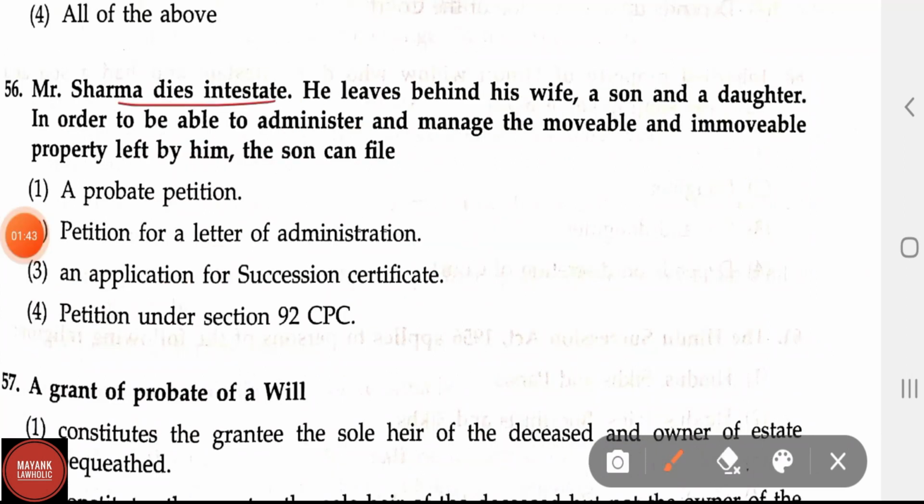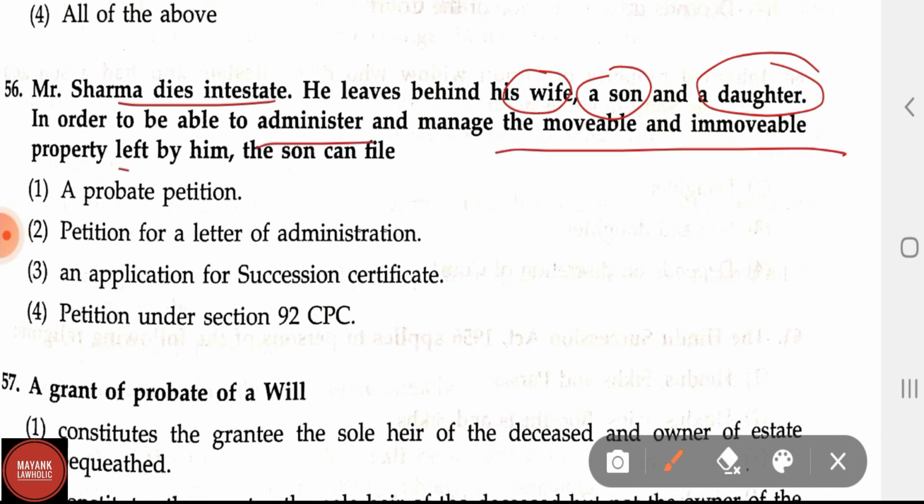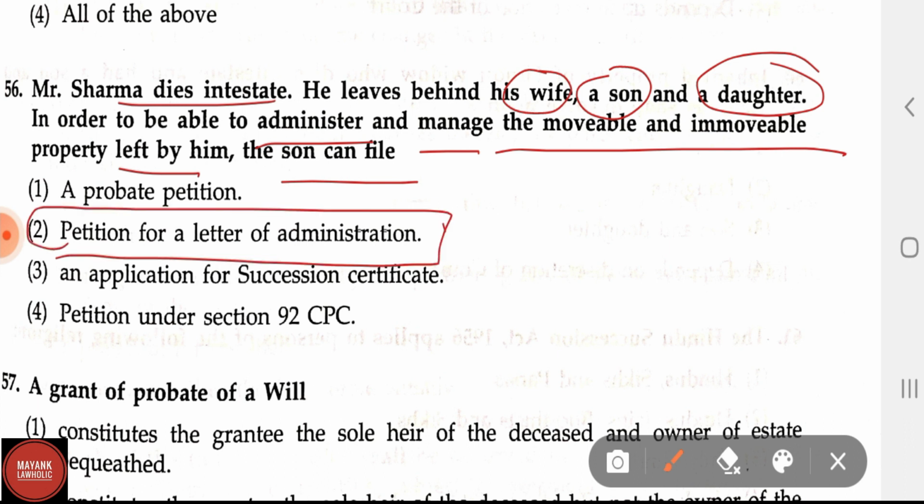Mr. Sharma dies intestate. He leaves behind his wife, a son and a daughter. In order to be able to administer and manage the movable and immovable property left by him, the son can file: A, a probate petition; B, a petition for a letter of administration; 3, an application for a succession certificate; 4, a petition under Section 92 CPC. The correct answer is petition for a letter of administration.